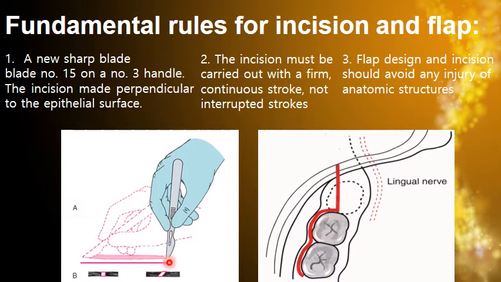The incision should be made perpendicular to the epithelium. When I make it perpendicular, I will make an exact cut, so during approximation, I will hasten the healing. While if I do it at an angle, I will have uneven cutting and delayed healing of the incision site.